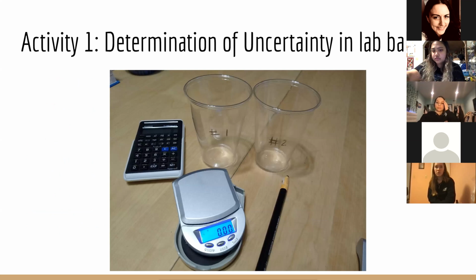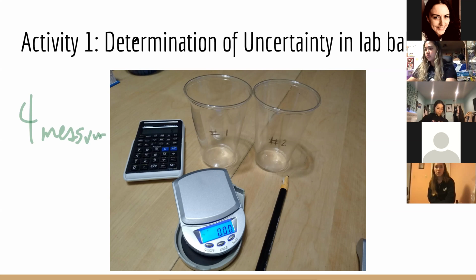So here's what the lab basically entails. We have our 2 cups, and we're going to mark on them 1 and 2. So the very first thing will be working out how reliable is the data we get from your balance. So that's a really straightforward experiment. All you're going to do basically is measure the mass of each cup 4 times. So you're just going to take 4 measurements of mass of each one.